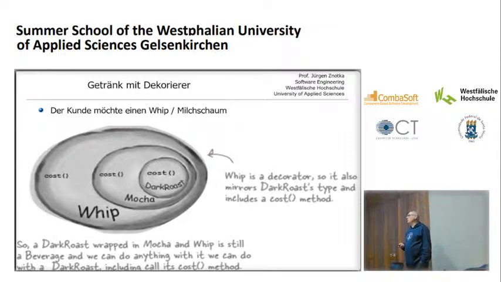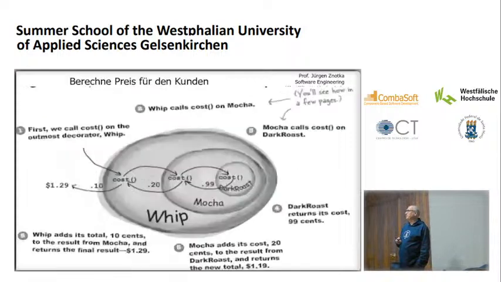It's still a beverage, and we can do anything with it. We can do it with dark roast, and we call it the cost method. That's the big point. So now we calculate the price. That's an interesting thing.